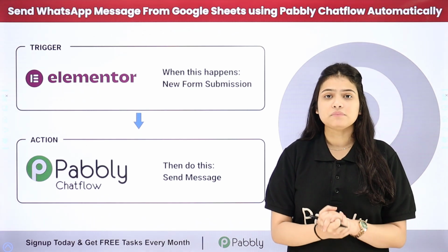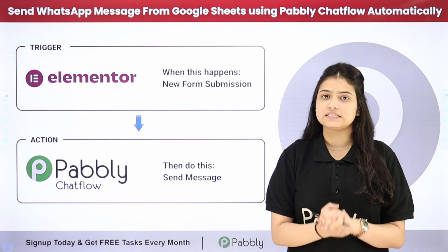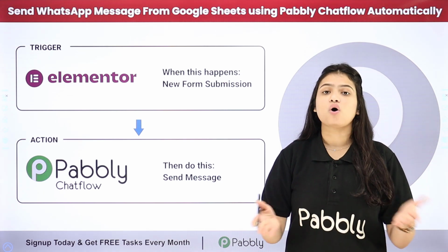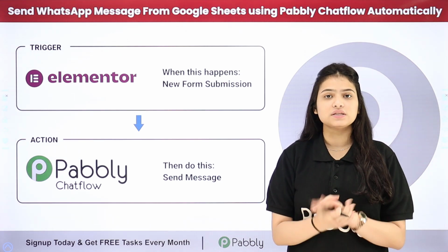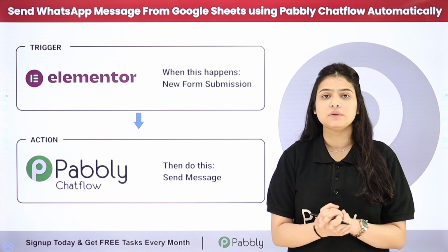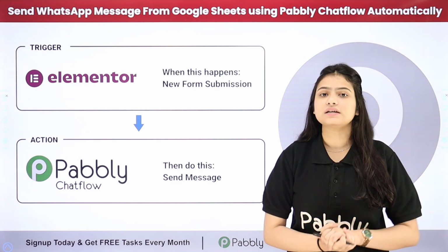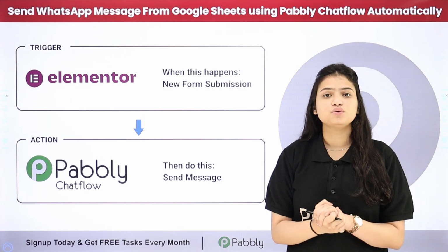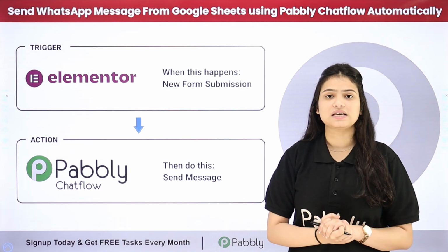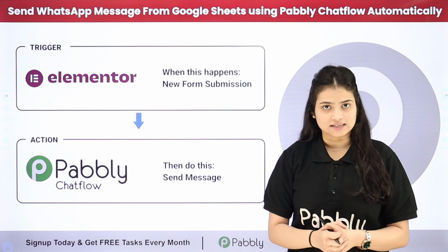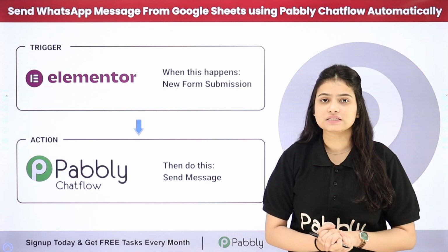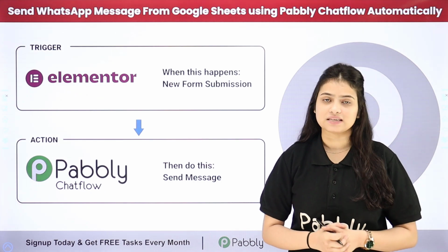For sending template messages on WhatsApp to all my leads, here I am going to use a new feature of Pabbly, that is Pabbly Chatflow. To automate the entire process of sending WhatsApp messages as soon as the form is submitted through Elementor, I am going to build a connection between Elementor forms and Pabbly Chatflow, and we are going to do that without any coding or programming skills, simply with the help of Pabbly Connect. So if you also want to learn this amazing automation step by step for your business, you have to come towards my screen.